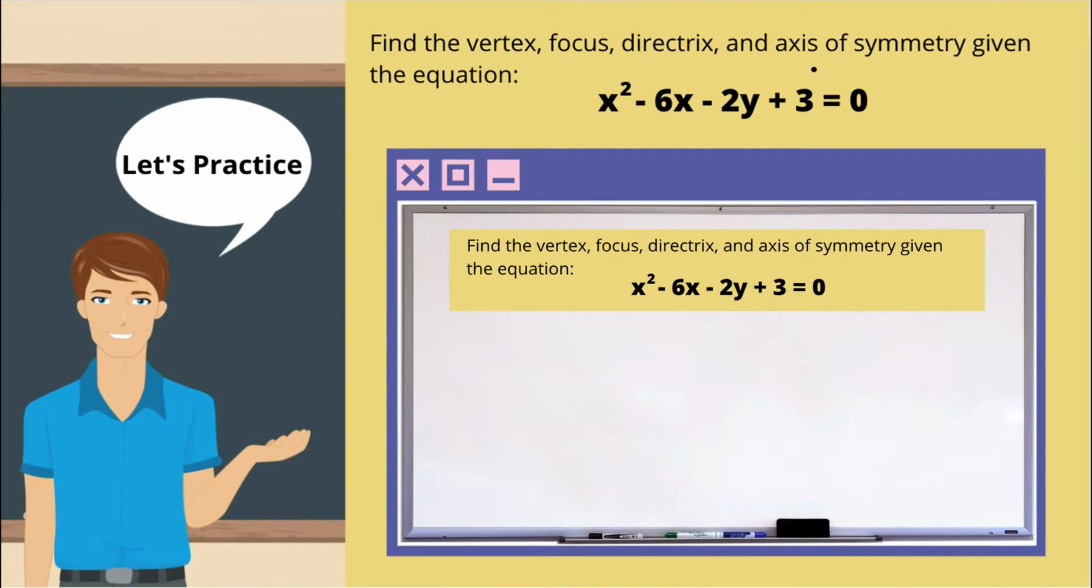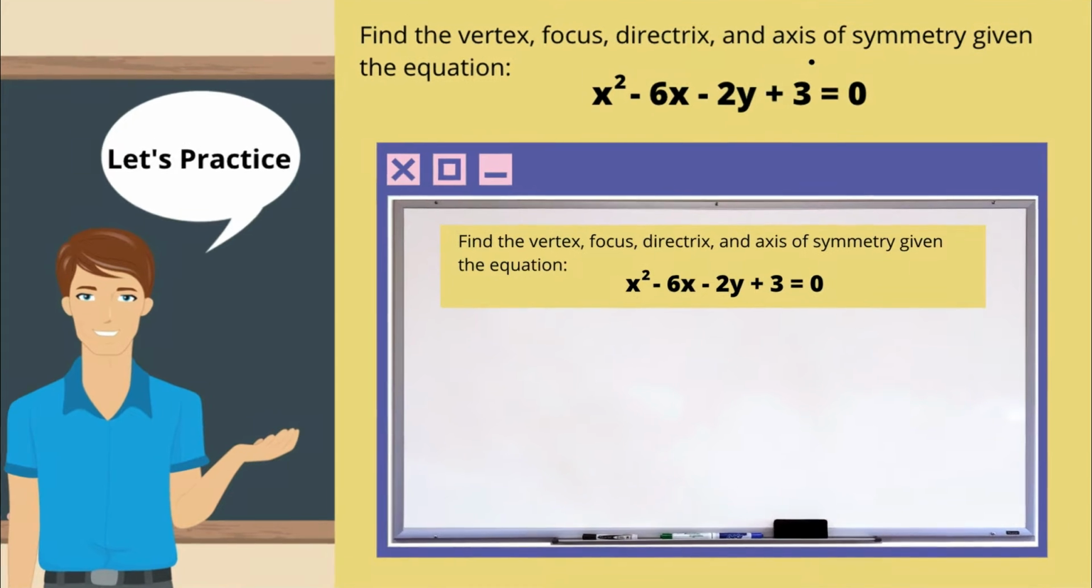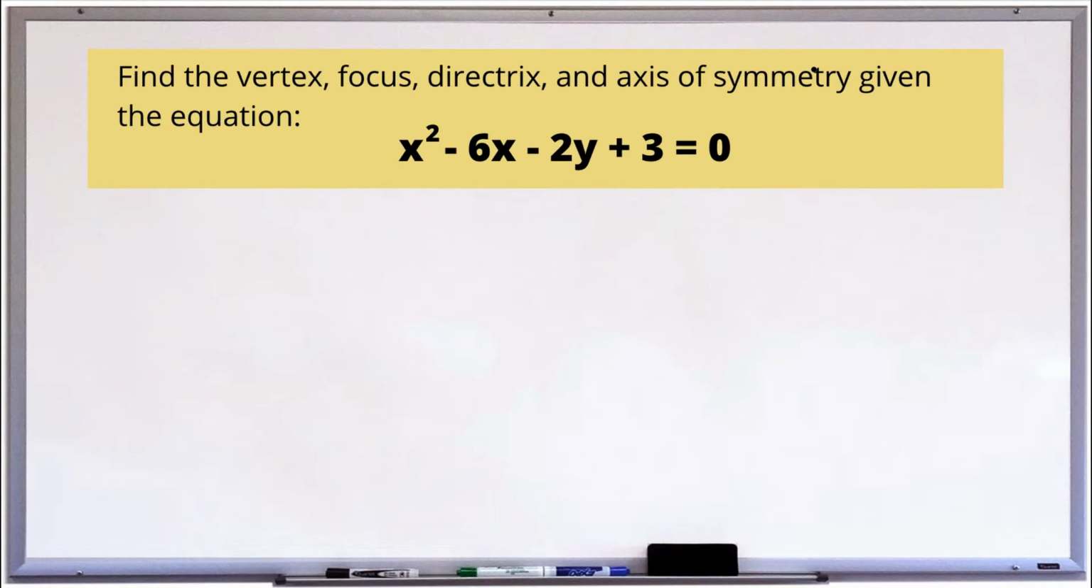Now let us try another example. This time, I'll be teaching you a pattern that we saw from the previous discussion. That way, we won't be needing to rely on graphing the parabola. Let's say, for example, we are asked to find the vertex, focus, directrix, and axis of symmetry for the parabola with an equation x squared minus 6x minus 2y plus 3 equals 0. This equation is expressed in general form.